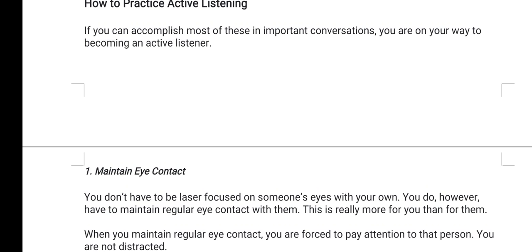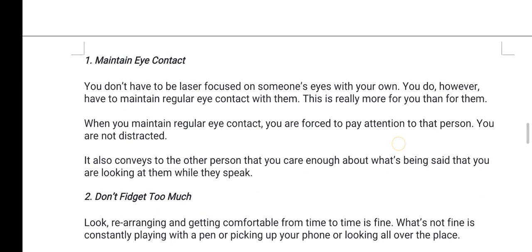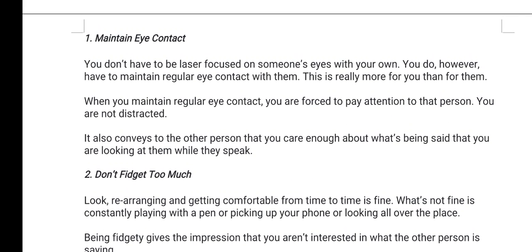So these points will certainly help you to become an active listener. The first point is maintain eye contact. In the process of communication, both the speaker and the listener should maintain eye contact. When two persons interact with one another, they must maintain eye contact in case of face to face communication.